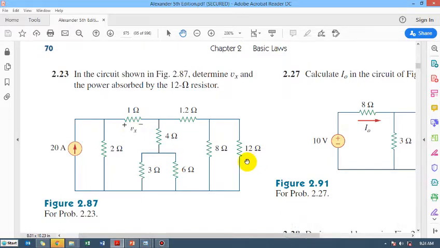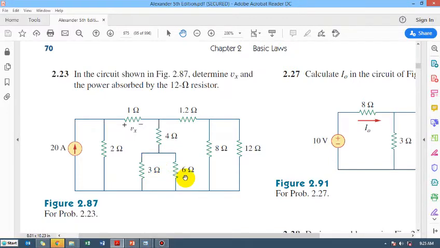And for finding out the power, you must find the voltage across this resistor, and we also must find the current through this resistor, so that we can find out the power that is given by P is equal to Vi. So this is the question. This is a very simple question, not much, but it's a bit lengthy.